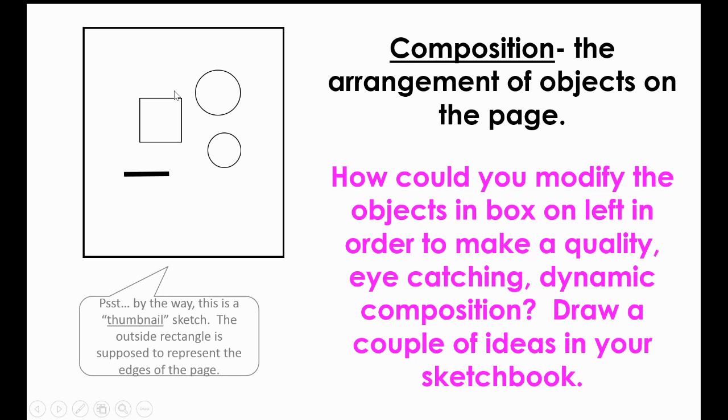So take a look at this image on the left. This is a thumbnail sketch, a small sketch used for planning. How could you modify those four shapes to make a quality, eye-catching composition or arrangement on the page? Go ahead and pause the video and take a few minutes to try a couple ideas in your sketchbook.